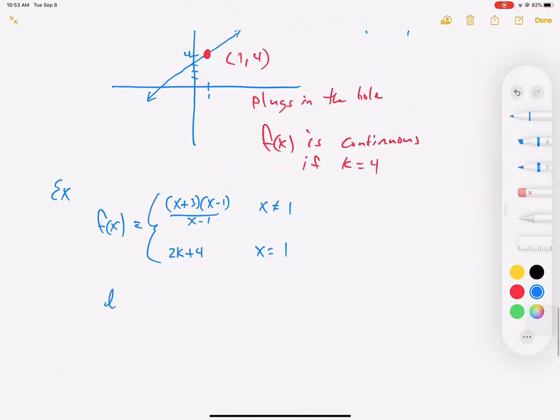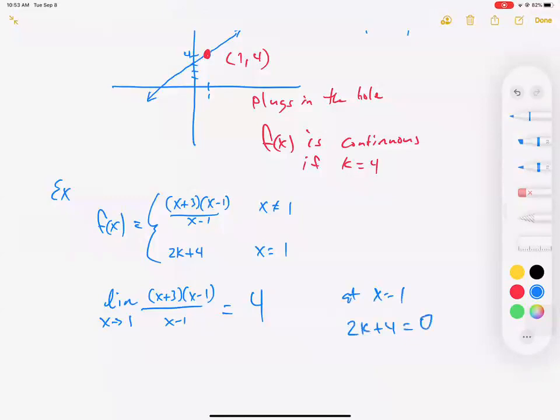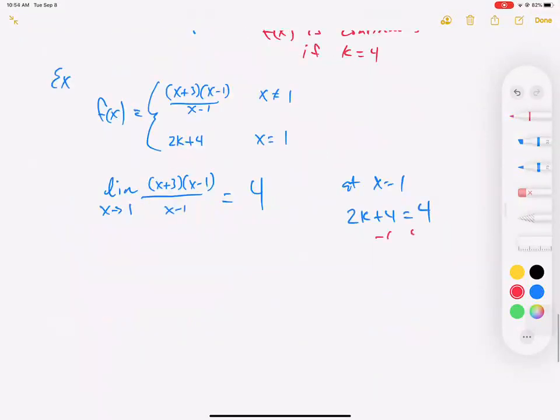We already said the limit as x approaches 1 of x plus 3 times x minus 1 over x minus 1 should equal 4. That's what it should look like. We said that already. So if I could fill that hole at x equals 1, I need 2k plus 4 to equal 4. So we solve it like algebra 1. k is 0. If k was 0, we would have a continuous function again.